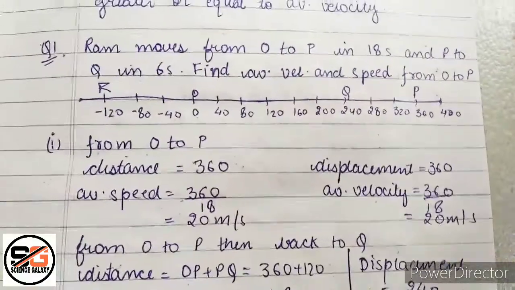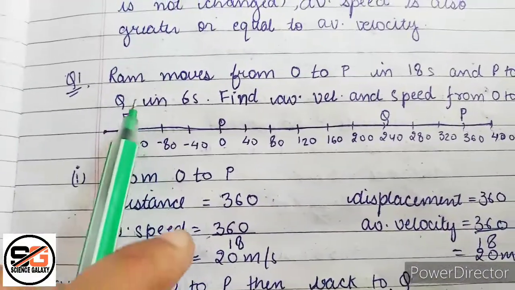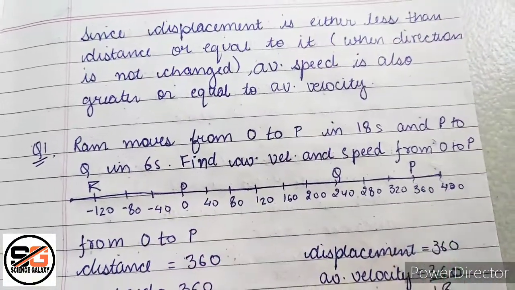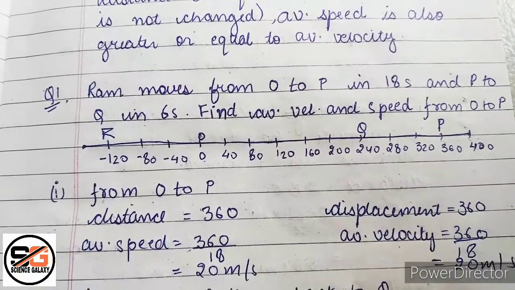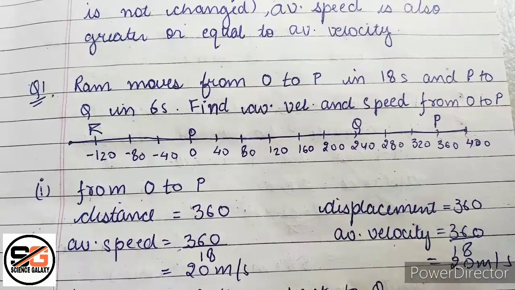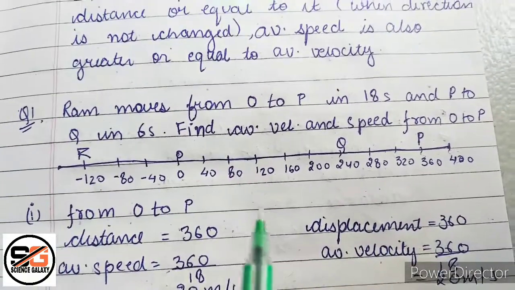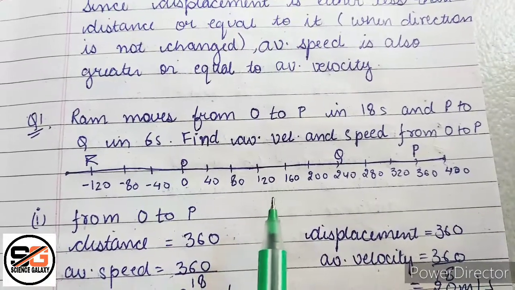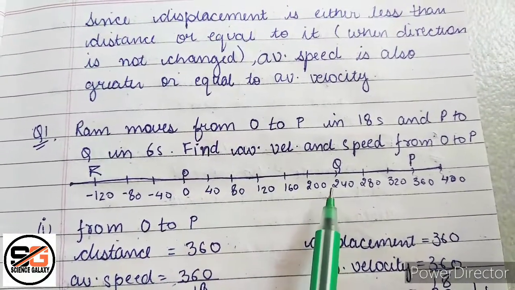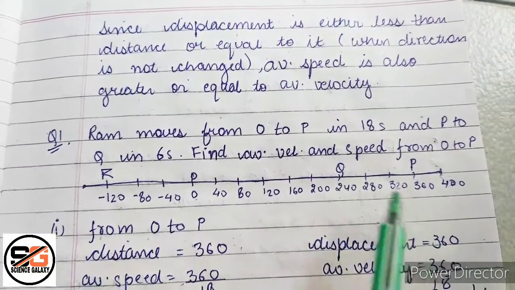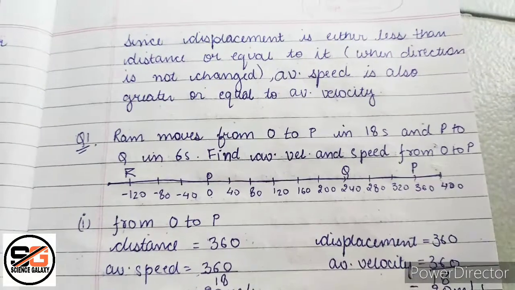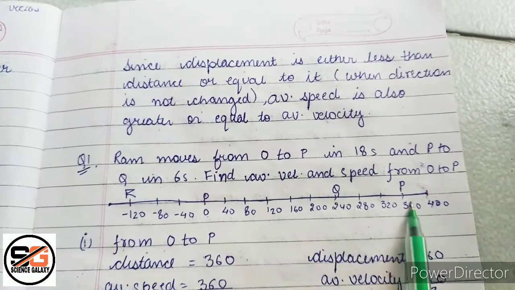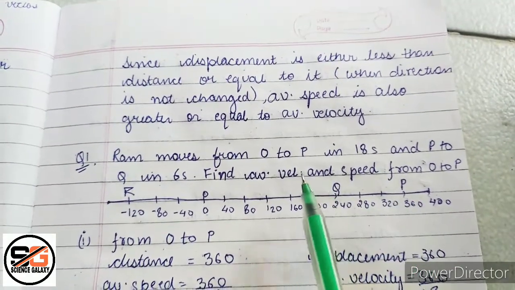Now let us take one example. There is a person Ram. Ram moves from point O to point P in an interval of 18 seconds. Then he moves from P to Q in 6 seconds. So from O to P he took 18 seconds, then from P to Q he took 6 seconds.